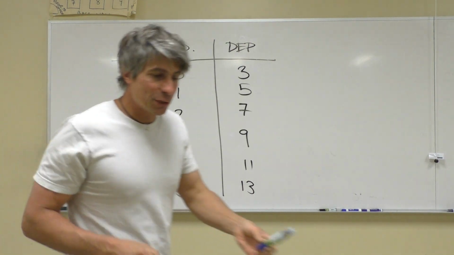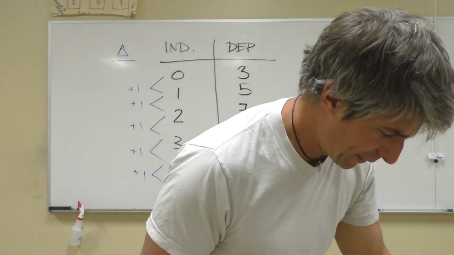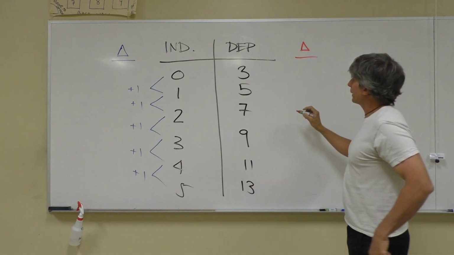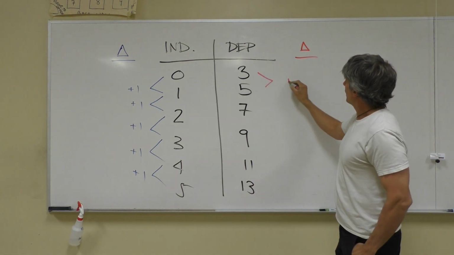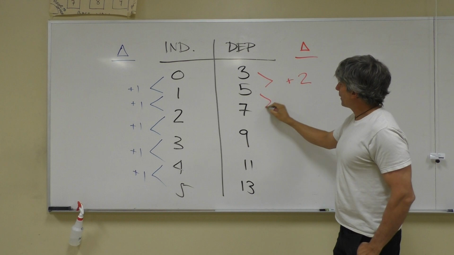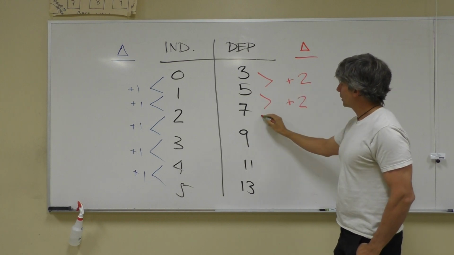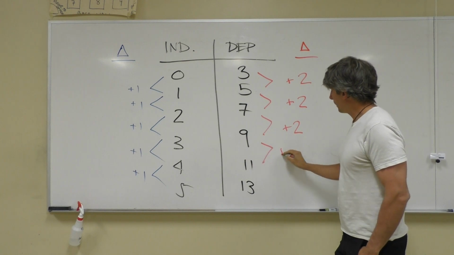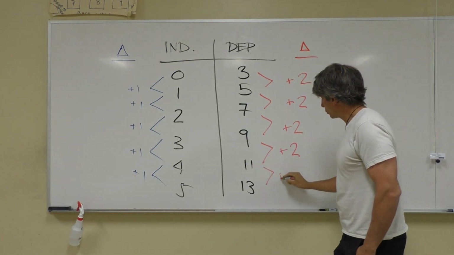Let's look at the deltas on the dependent variables as well. And I think I'll use red for this. What would the delta of the dependent variable look like? Well, let's see. 3 to 5 is up by 2. 5 to 7 is up by 2. 7 to 9 is up by 2. Seeing a pattern here, I hope. Up by 2. Up by 2.